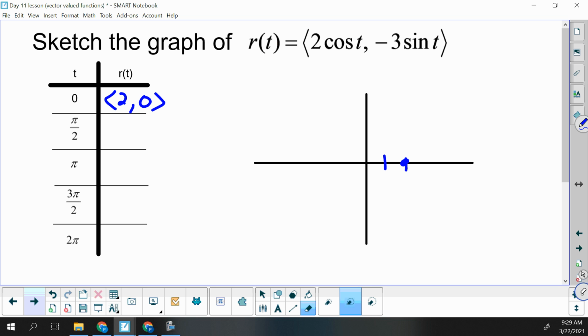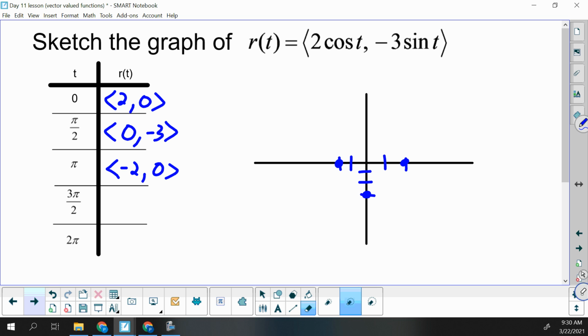If we put in pi over 2, cos of pi over 2 is 0. Sine of pi over 2 is 1 times the negative 3 gives us negative 3. So our next point will be 0, negative 3. So keep that in mind. We went for that point on the right and then down because that's going to tell us the direction eventually. If we put in pi, cos of pi is negative 1 times 2 is negative 2. Sine of pi is 0. So next we'll have negative 2 comma 0.